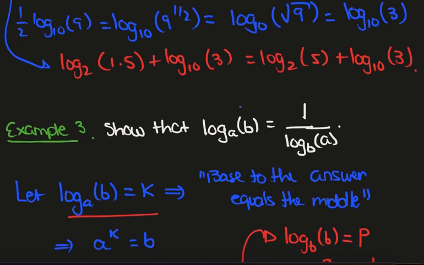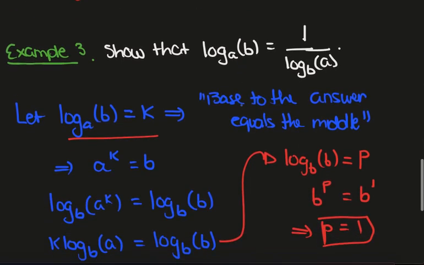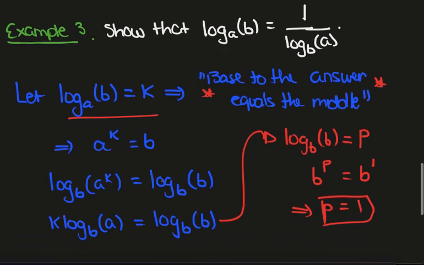And if we ever are worried about what the value of a logarithm is, the general procedure is the following. You set that quantity equal to k, or p, or some letter, call it whatever you want. And then you use the idea base to the answer equals the middle. This is going to be one of the really important parts. We will see this over and over again when we solve logarithmic equations. And so if we do that, we get a^k equals b.